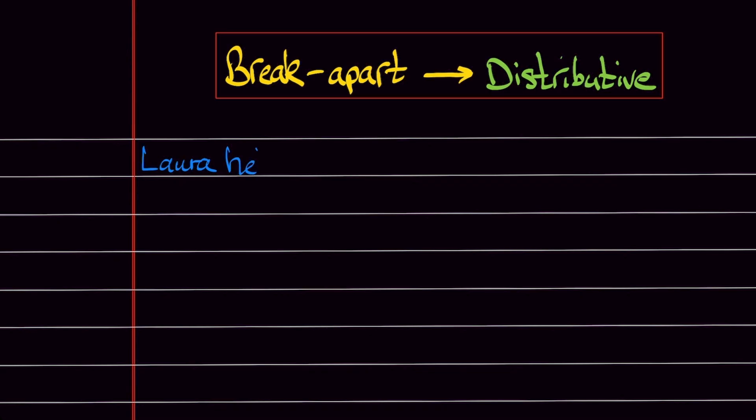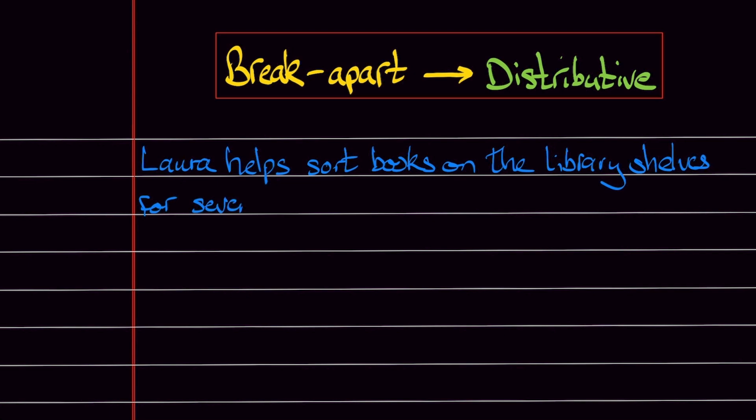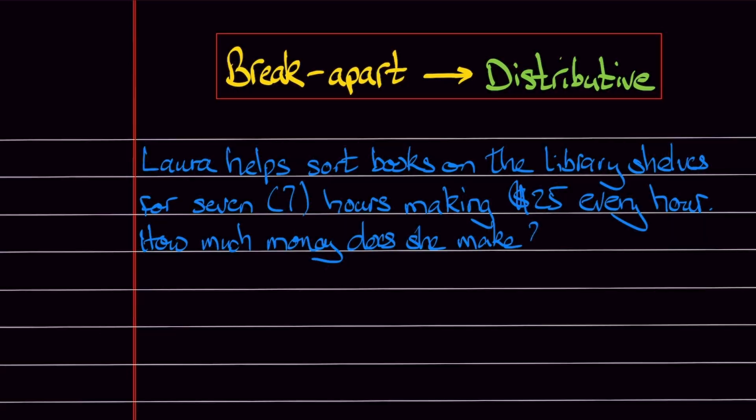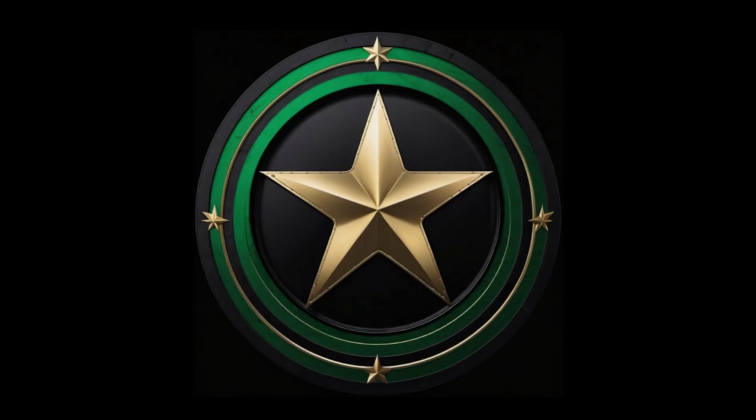In third grade, we break apart or decompose numbers and we call it the distributive property. In this situation here, Laura helps sort books on library shelves, and she gets $25 an hour working for 7 hours. The question asks, how much money does she make? We know she works for 7 hours, $25 an hour. At the end, you will work out these problems, and the answer is going to be in the description.